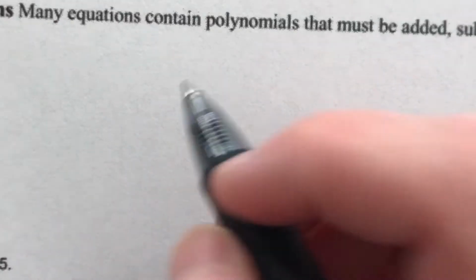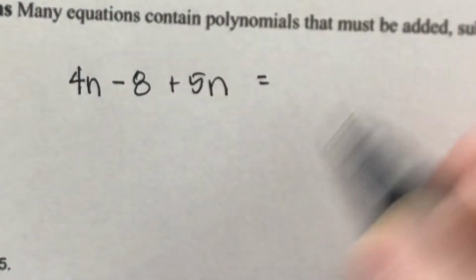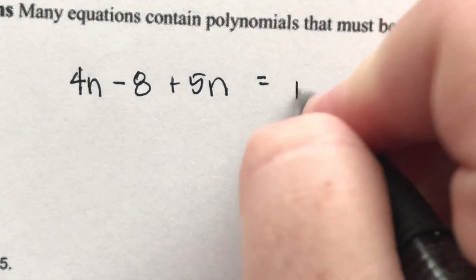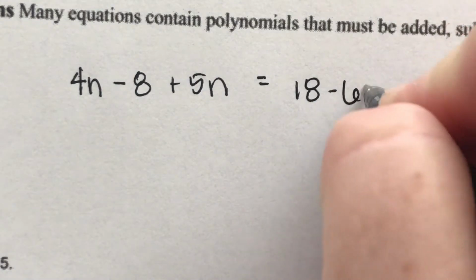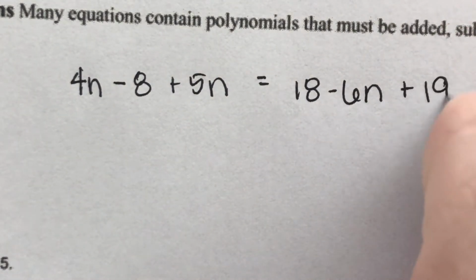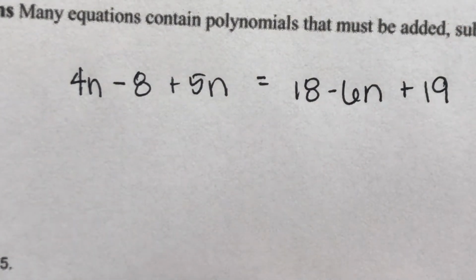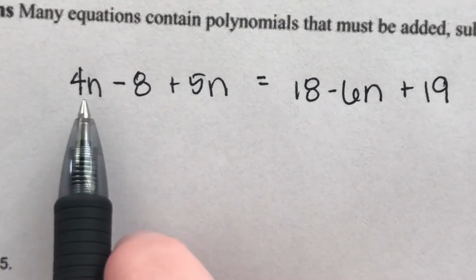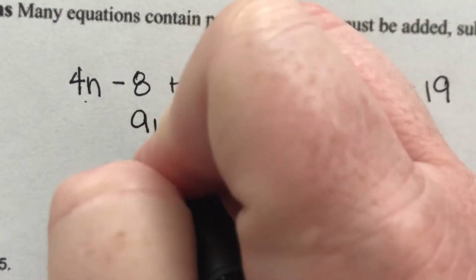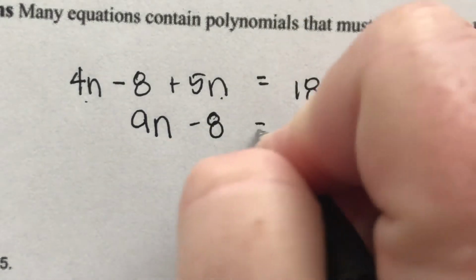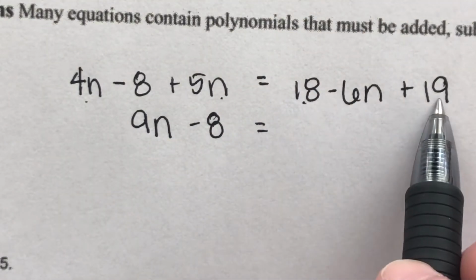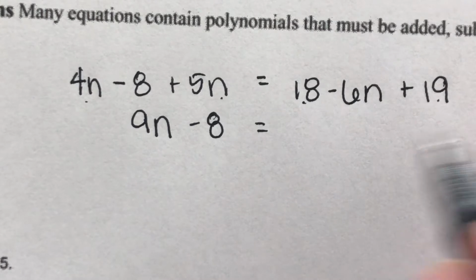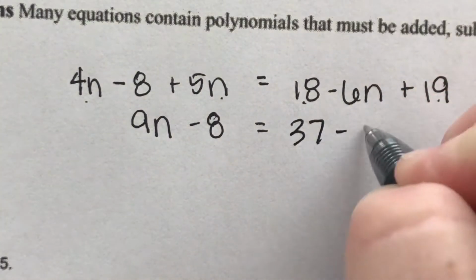All right, so 4 times n minus 2 is 4n minus 8 plus 5n equals 6 times 3 minus n is 18 minus 6n, and then there's a plus 19 on the end. So then I want to combine like terms. 4n plus 5n is 9n, and I still have that minus 8. 18 plus 19 would be 37 minus 6n.